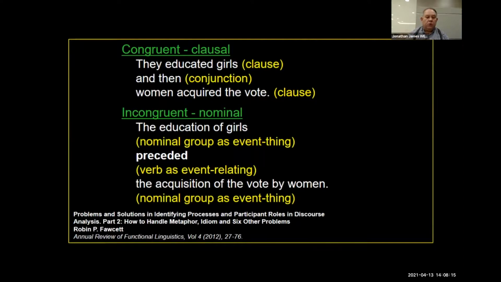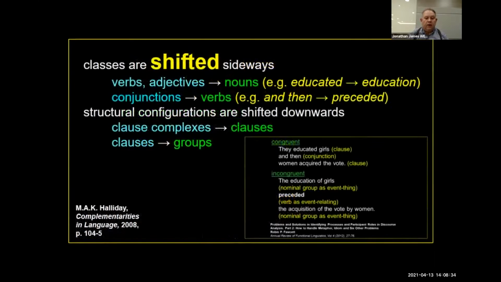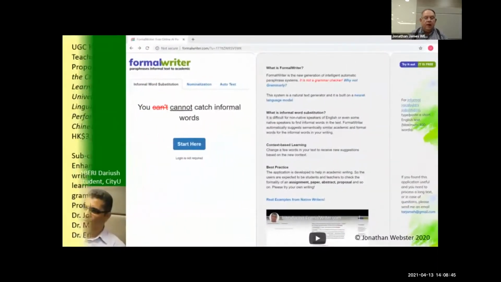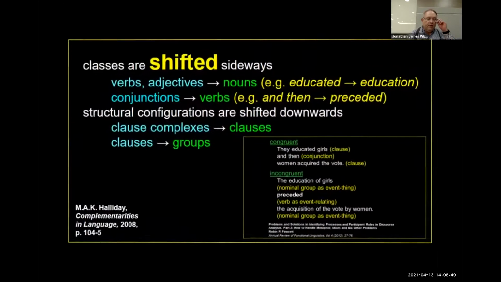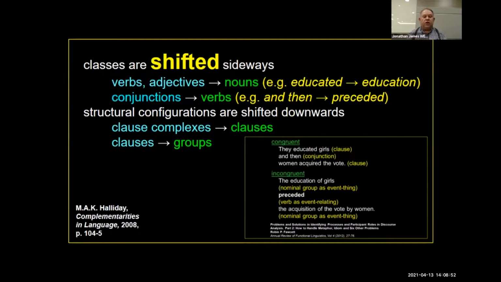The idea being that they educated girls. This is the verbal way of speaking. And then the conjunction, women acquire the vote, changing those two clauses into one clause, where what was expressed before as a verb is now expressed as a noun. So grammatical metaphor involves a shift sideways. Classes like verbs and adjectives become nouns. Conjunctions become verbs. The idea that you have more than one clause now becomes a simple clause.